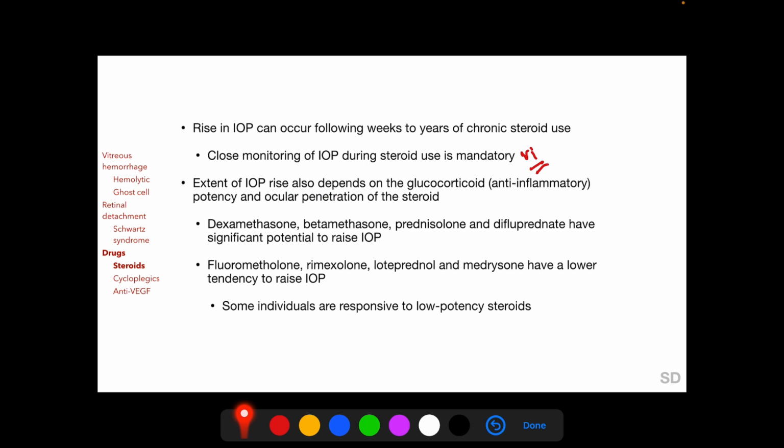Higher potency steroids such as dexamethasone, betamethasone, prednisolone, and difluprednate have significant potential to raise the intraocular pressure, whereas fluorometholone, rimexolone, loteprednol, and medrysone have a lower tendency to raise intraocular pressure. But some individuals are even responsive to these low potency steroids.